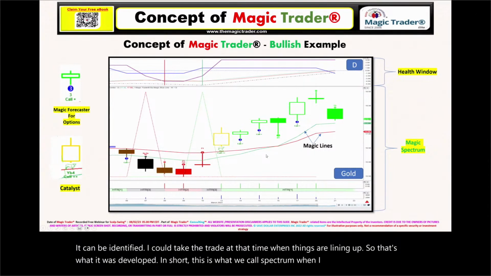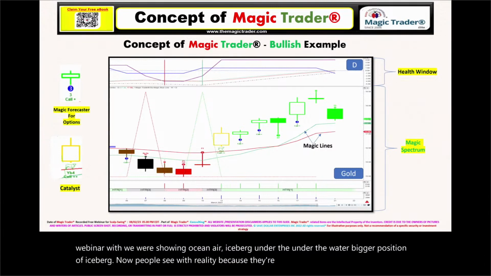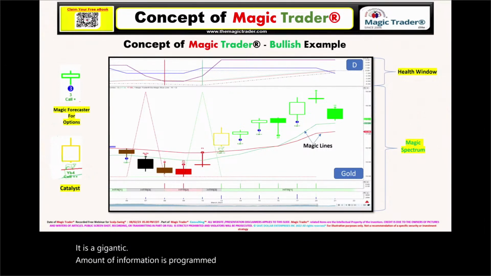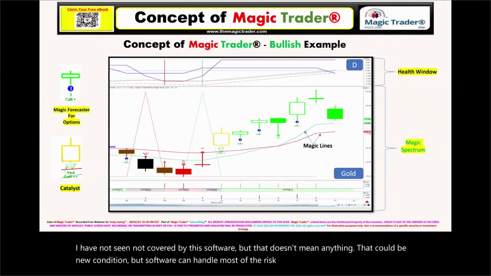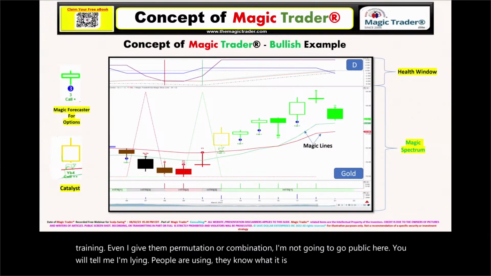When I started back, all my webinars began with showing an ocean and an iceberg under the water, the bigger portion of the iceberg. Now people see it with reality because they're using it. A gigantic amount of information is programmed in there. Any conditions so far, I have not seen any not covered by software, but that doesn't mean anything. That could be a new condition, but software can handle most of the risk involved, and there is recorded training. I even give them permutations of combinations. I'm not going to go public here; you will tell me I'm lying. People who are using it know what it is, but it is mind-boggling.